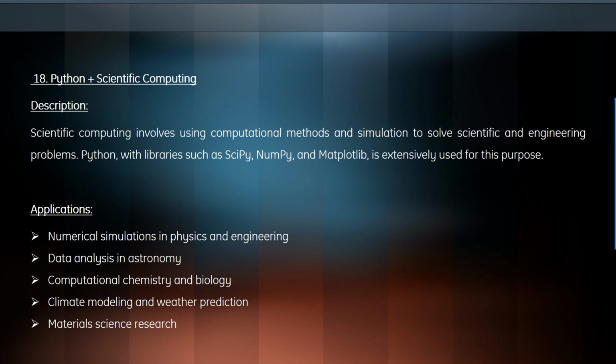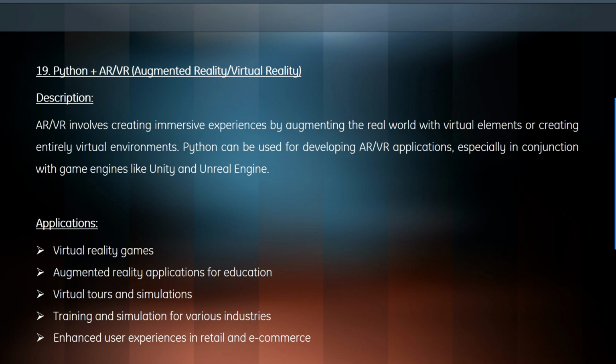We have data analysis in astronomy. We have computational chemistry and biology, climate modeling, and weather prediction. We have material science research.